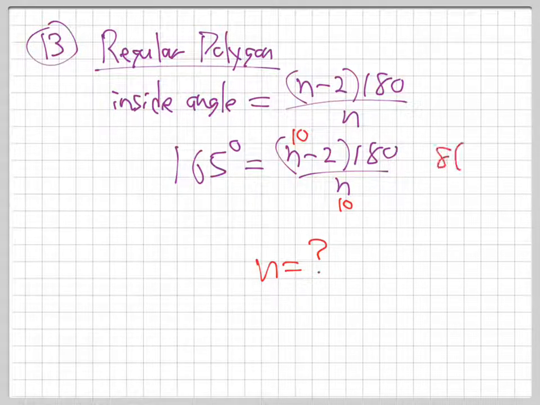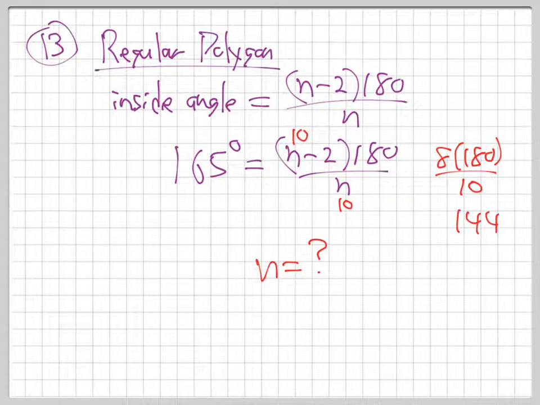That's going to be 8 times 180 over 10, right? If I just plug in the 10 there, 10 minus 2 is 8, right? And I'm just going to hit the buttons and see. And that comes out 144. So that's too small. So I need to go a little bigger.